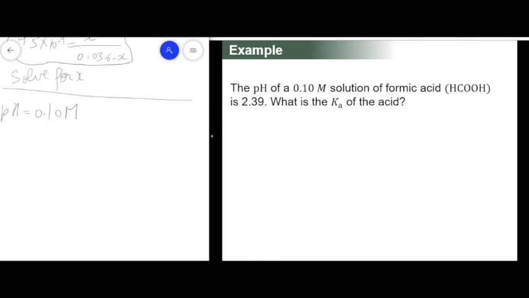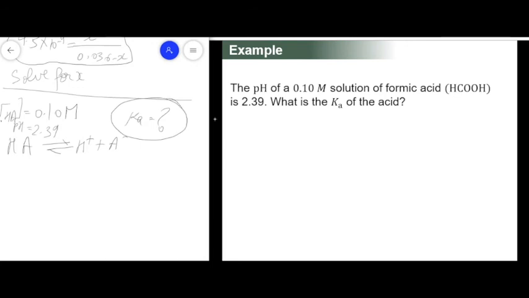So instead of writing this whole expression, I'm just going to go with my generic equation, which is HA dissociates in equilibrium to produce H plus and A minus. The pH is 0. No, sorry, that's not the pH. The pH is 2.39, and the concentration of my acid is 0.10. So this is the concentration of acid that I began with. Now the question is, what is Ka for the acid?